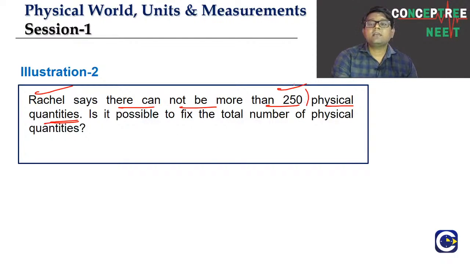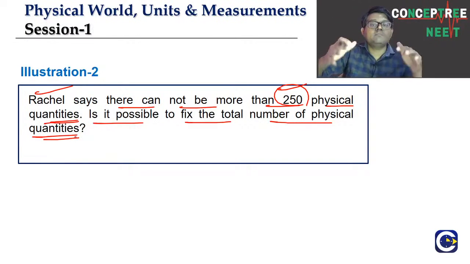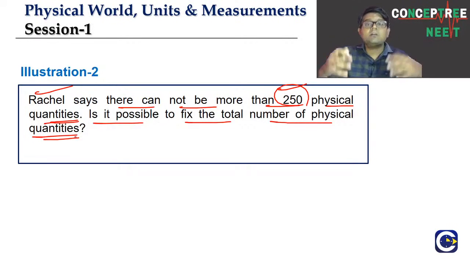She is saying that there cannot be more than 250. So she is putting a limit. Is it possible to fix the total number of physical quantities like this? See, as I said, the idea of physics is about different physical quantities. Even today, we don't know whether the physical quantities known to us are the total list or not. So we will not be able to put a limit saying the number will not be more than 200, the number will not be more than 250.